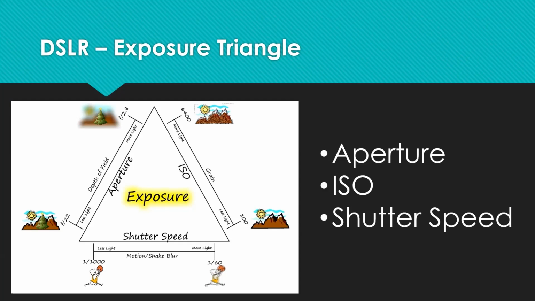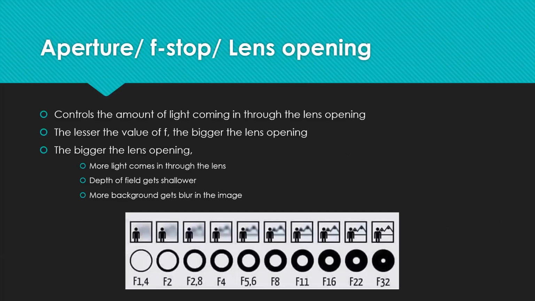Okay, so this is the exposure triangle, and it is very important to have all three coming together to be able to take a beautiful or better picture using the DSLR. Okay, so now let's read a little more about the aperture, or the f value.